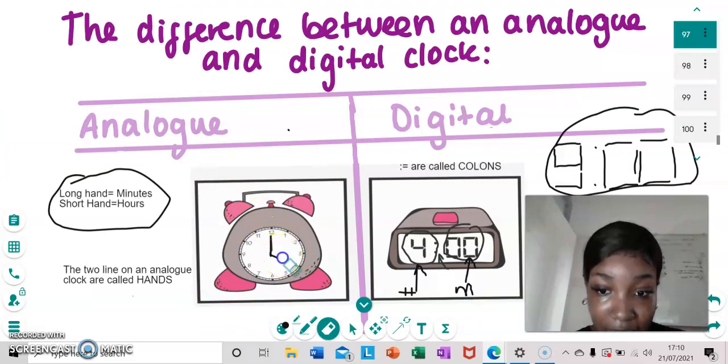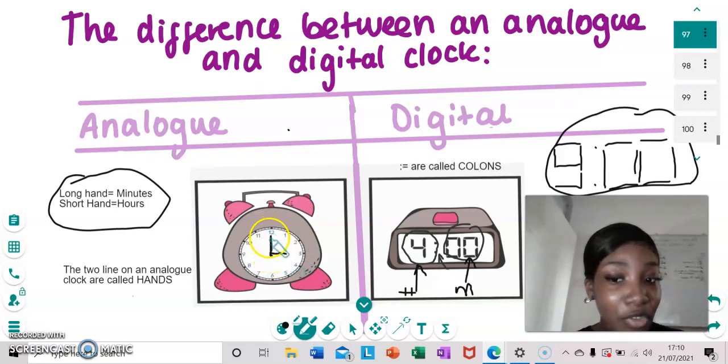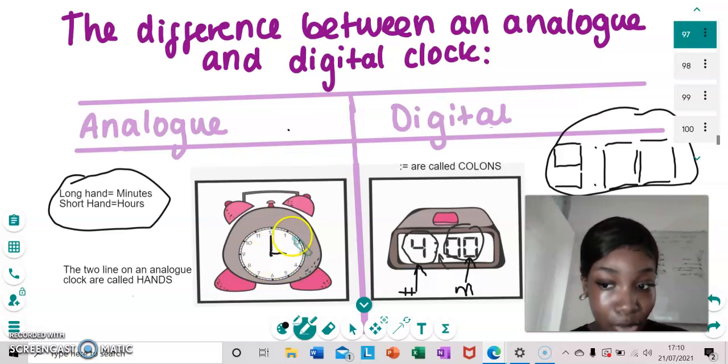So we would erase this, and the short hand would be on the 3, and the long hand would be on the 12, okay? Because 12 represents the term o'clock, which means it's that hour. So it's the hour of the short hand, all right? So that's the very obvious difference.